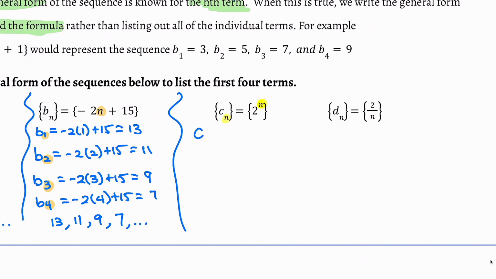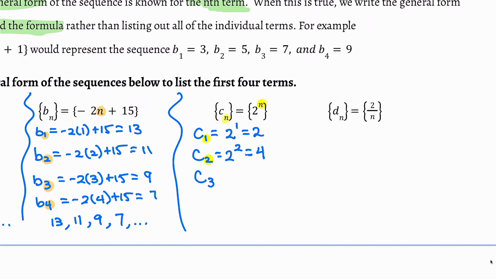This is going to be c sub 1 equals, this time my n is 1. So I'm going to write 2 to the, there's my n, 2 to the first. 2 to the first is just the number 2. My second term in the sequence, this time my n is 2. So this is equal to 2 to the second power. That's a 2 times 2, which is 4.